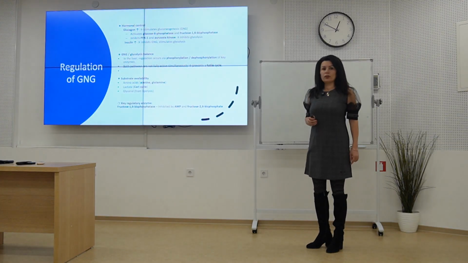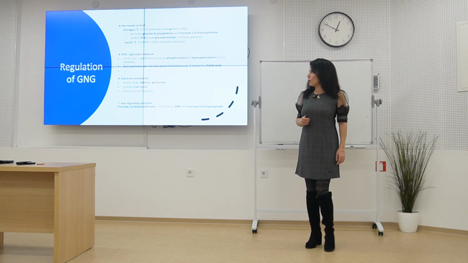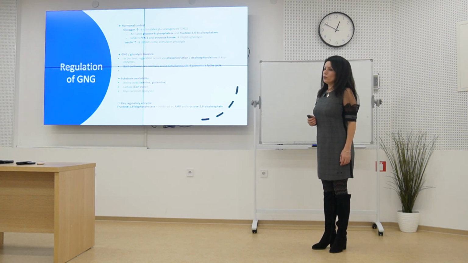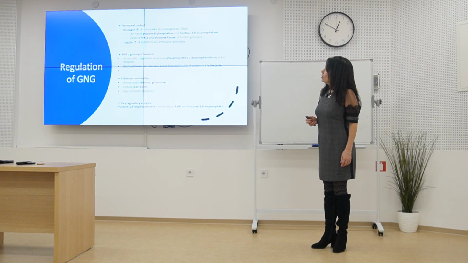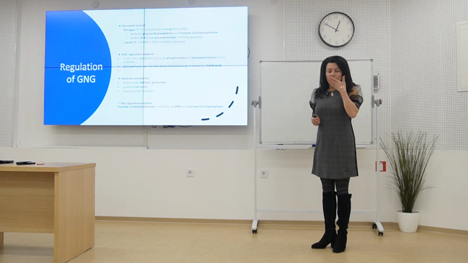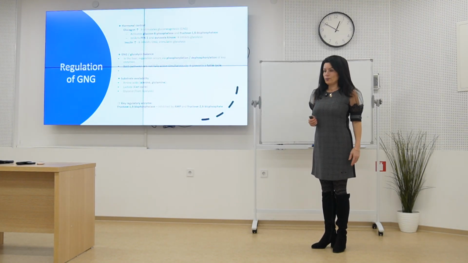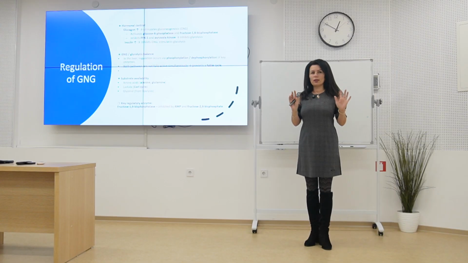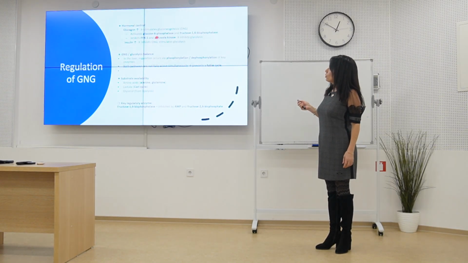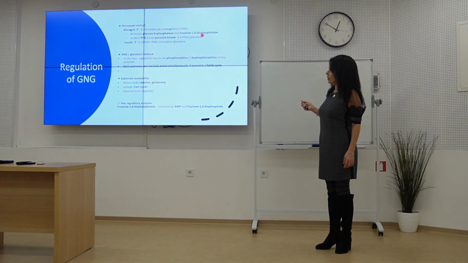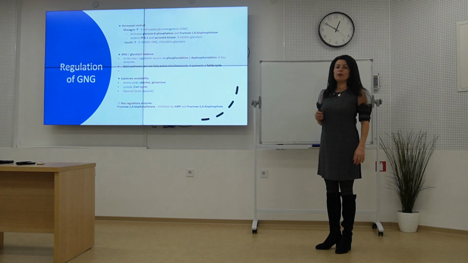And regulation. How is gluconeogenesis regulated? The first control is hormonal control with glucagon. This is the hormone which activates gluconeogenesis. The place of action of glucagon is the liver. There are no glucagon receptors in the muscles, they are only in the liver. Glucagon activates glucose 6-phosphatase and fructose 1,6-bisphosphatase enzymes, and inhibits PFK1 and pyruvate kinase, which means it inhibits glycolysis.